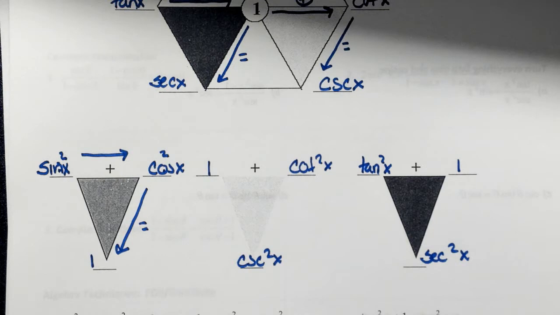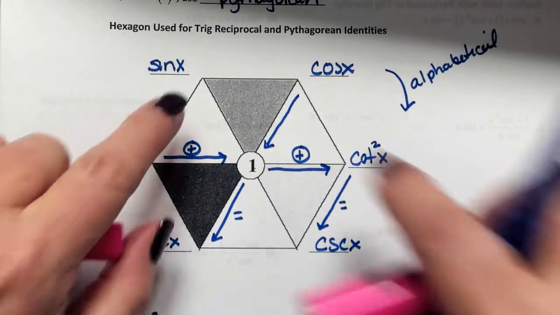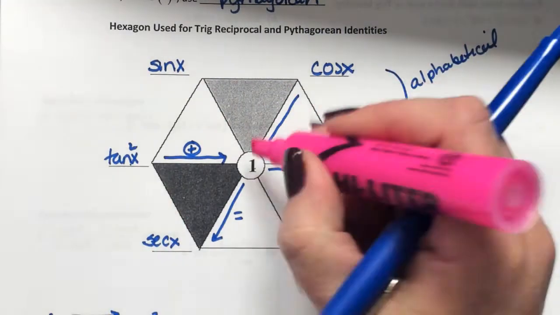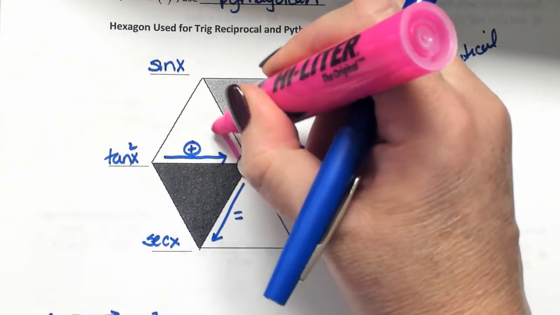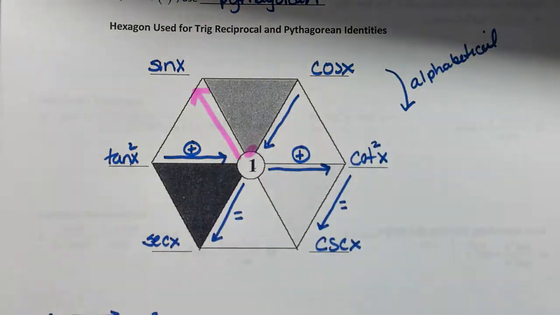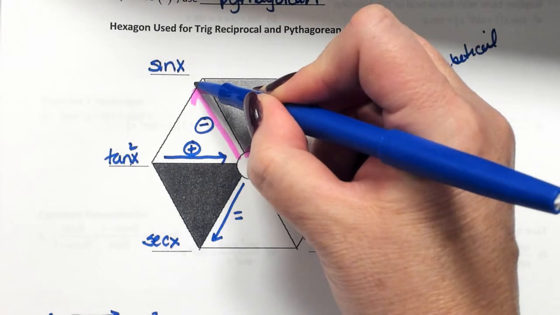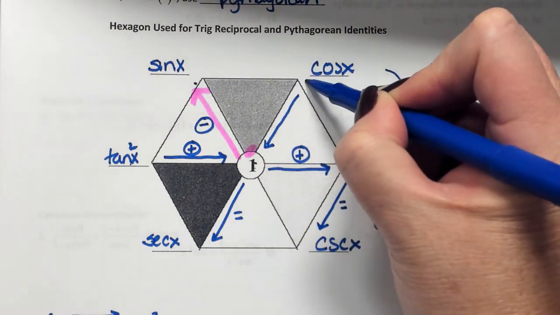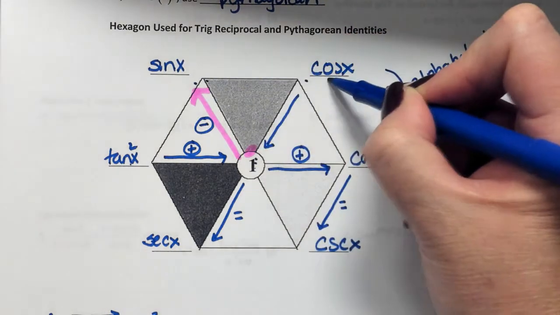These also can be used to help you find the alternate forms of your Pythagorean identities. Going back to your hexagon, instead of adding when I go across, I'm going to start at the bottom of each triangle. When you start at the bottom and you go up, you subtract. 1 minus sine squared is equal to that third vertice. So 1 minus sine squared is cosine squared.